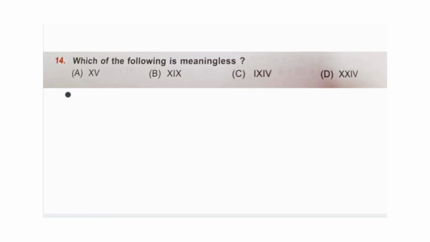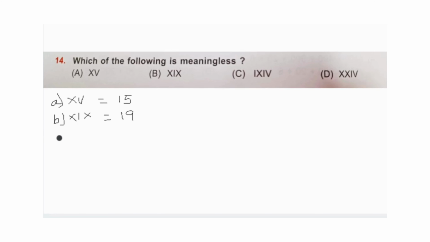Let's start with option A. Our option A is XV. X represents 10 and V represents 5. So the value of XV is going to be 15, which is otherwise written as 10 plus 5. Let's go with option B. It's XIX, and the way you can write this is 10 and 9, or 10 plus 9, 19.